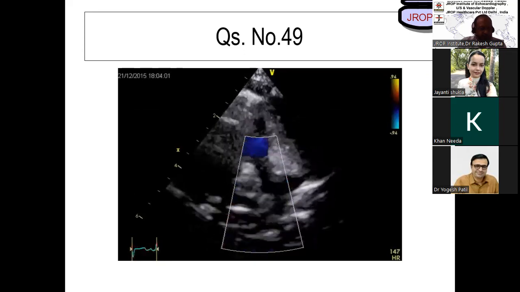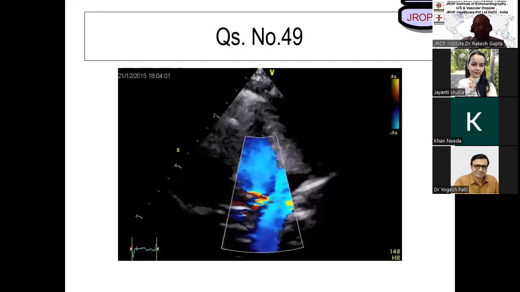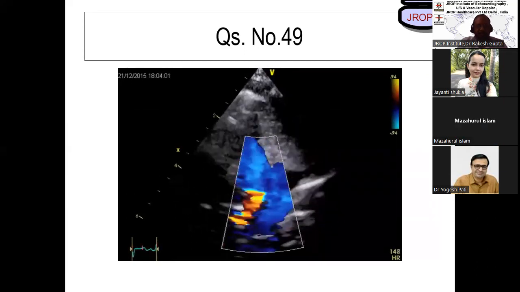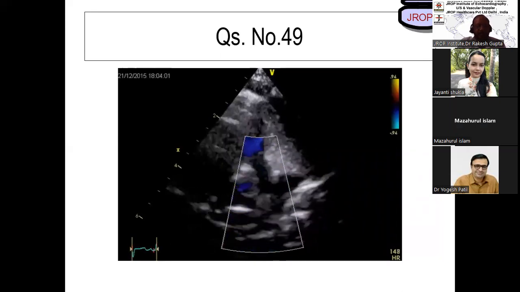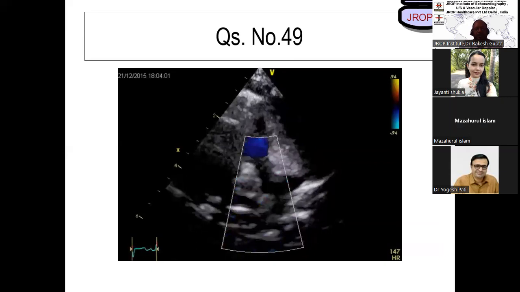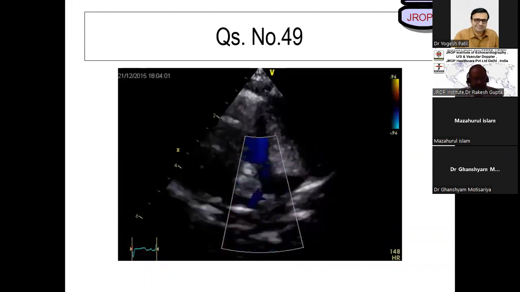So this goes to Yogesh, done. Dr. Majrul Islam, tell me what's the abnormality? Quick, we are just finishing around. Three more questions before we close it down. Abnormal, normal, abnormal.